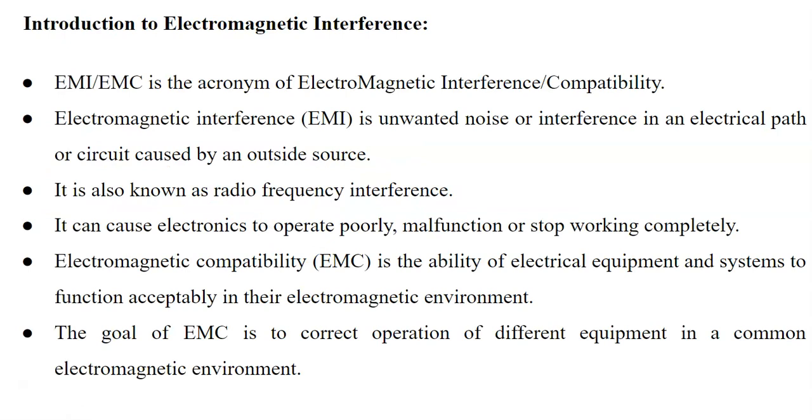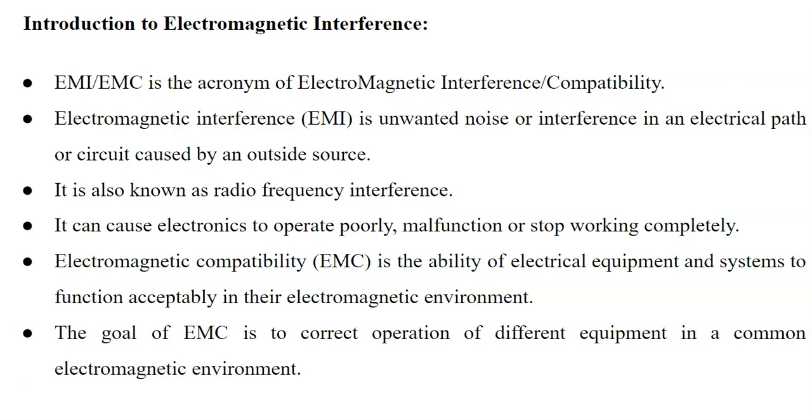Introduction to electromagnetic interference. EMI or EMC is the acronym for electromagnetic interference and compatibility. Electromagnetic interference (EMI) is unwanted noise or interference in an electrical path or circuit caused by an outside source. It is also known as radio frequency interference. It can cause electronics to operate poorly, malfunction, or stop working completely.